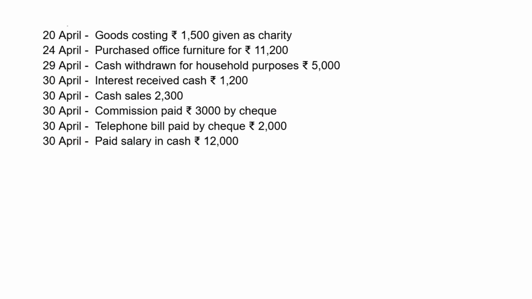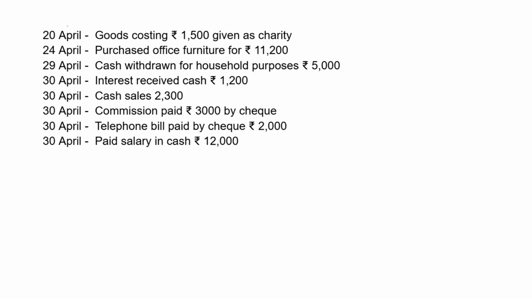Next. 20th April, goods given as charity 1500. You gave goods free of cost for charity. That means these goods are no longer available for sale, so your purchases are reduced. Here the two accounts affected are charity account and purchase account. Why purchase account? When you buy goods, you debit the purchase account because it is expenses. But when those goods are not sold but given away, it means part of that expense is not for business use anymore. So we reduce the purchase amount by crediting the purchase account.